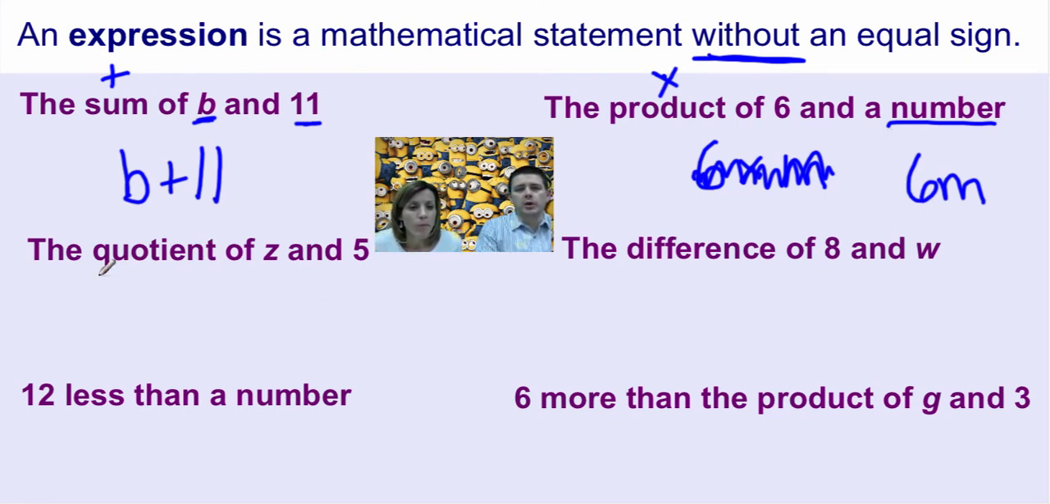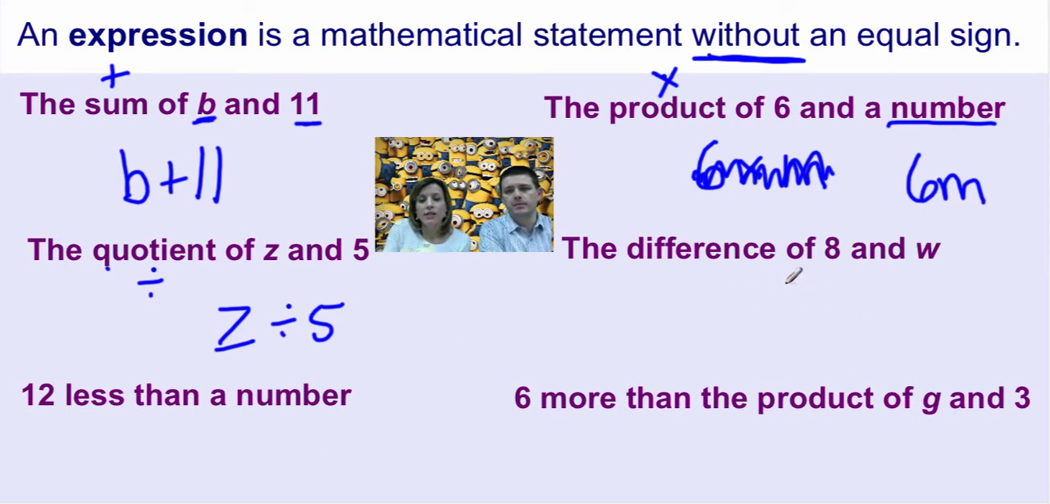Next one is the word quotient, and it's probably the one you're least familiar with, but hopefully you're starting to learn it. Quotient just means that we're going to divide. So again, leave the numbers in the order they showed up in the problem, z and 5, and it just becomes z divided by 5. So you're really using the words to decide what operation goes in the middle of your problem.